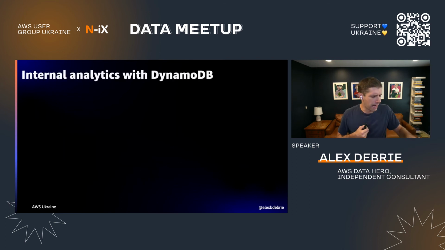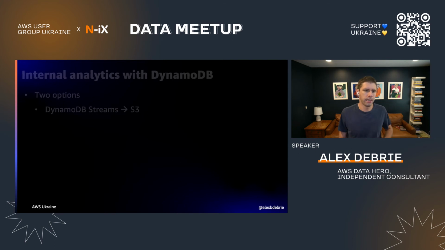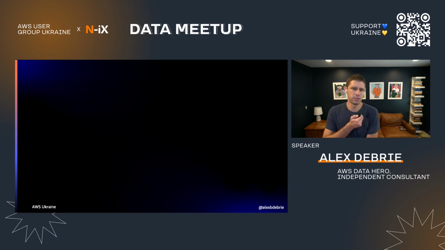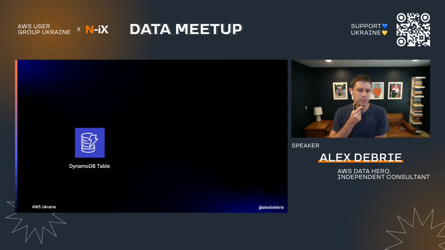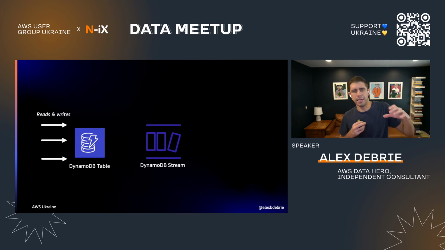So thinking about how you do that from DynamoDB, there are really two options that I recommend to folks. One is DynamoDB streams into S3, and then from S3, whether you're operating it there or somewhere else. So let's talk about DynamoDB streams. If you have your DynamoDB table, you can configure what are called DynamoDB streams on your table. So you can add a DynamoDB stream. And now what's happening is all these operations are happening against your DynamoDB table.